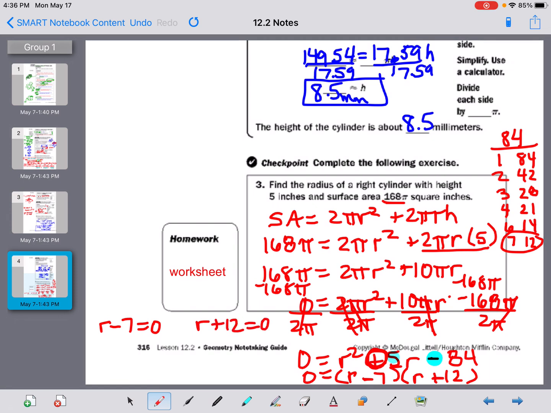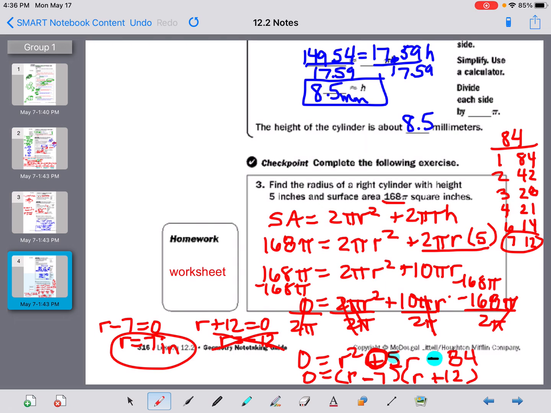So if I add 7 over here, r equals 7. If I subtract 12 over here, r equals negative 12. Well, I can't have a radius that's negative, so that's not going to work. So it looks like my radius is going to be 7 inches on this one. All right? So some good algebra on that one to practice. All right. That is my notes for 12.2.